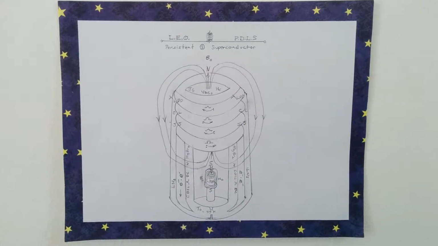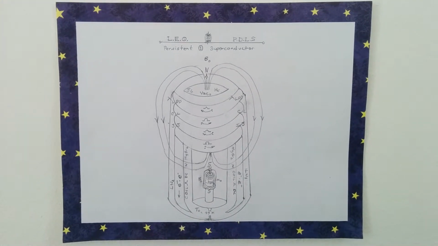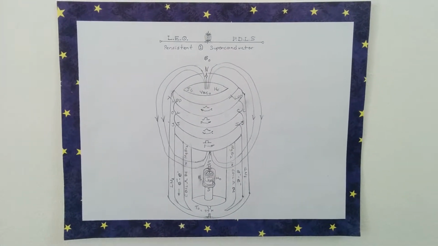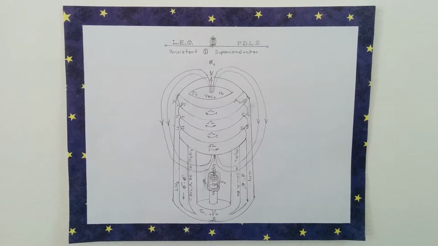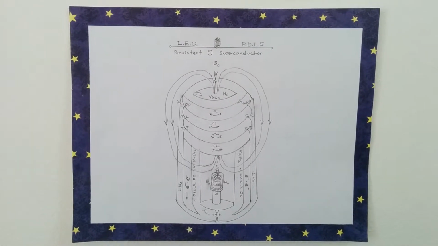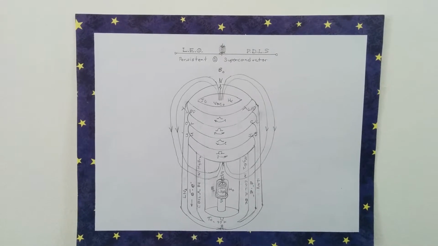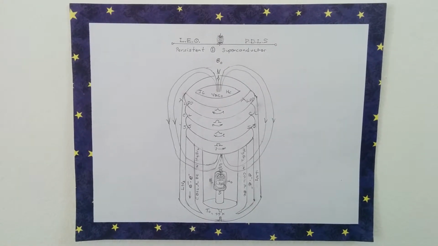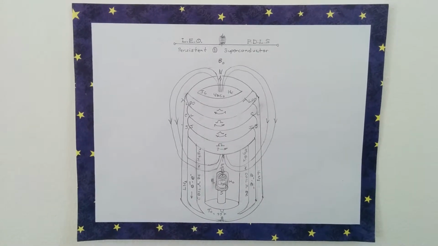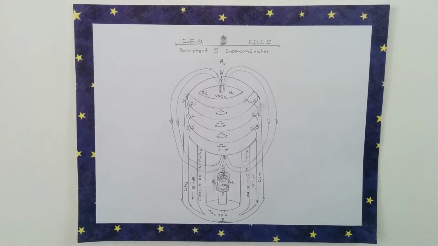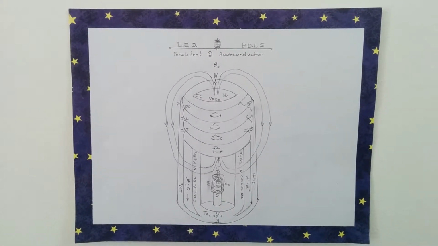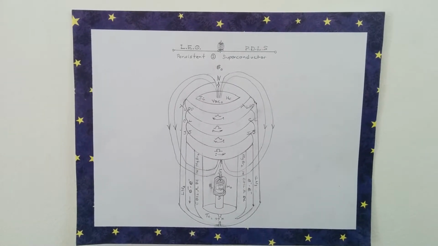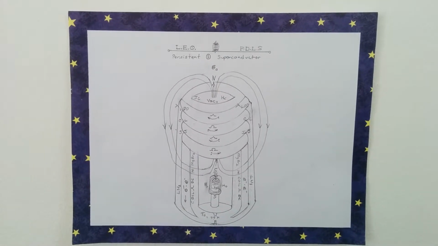Welcome to the Low Earth Orbit Payload Delivery Launch System. In Proposal 1, we see a persistent superconductor. This is magnesium diboride in a double-coiled helix configuration solenoid. We're running it in a vacuum with liquid nitrogen, and we're running DC through that, DC power.